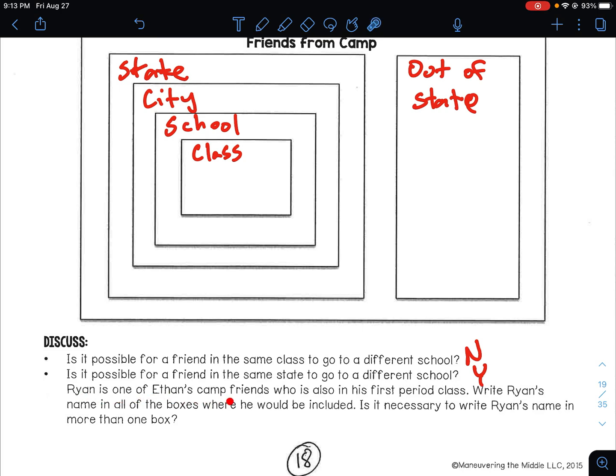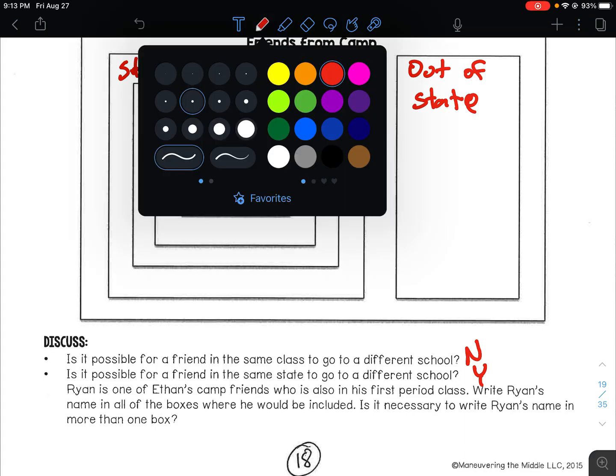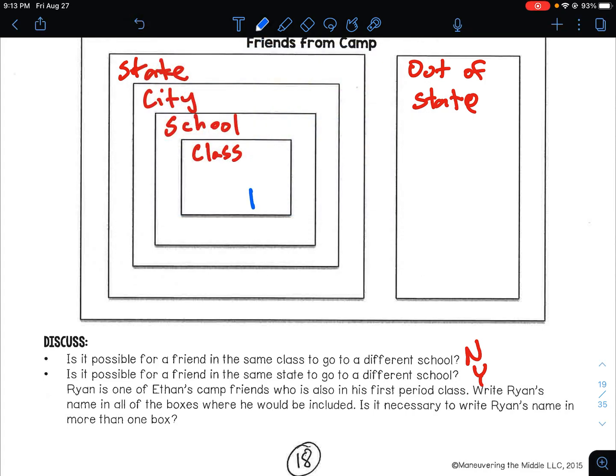Ryan is one of Ethan's camp friends who is also in his first period class. Write Ryan's name in all the boxes where he would be included. Is it necessary to write Ryan's name in more than one box? Well, let's see. Ryan. Yeah, and it asks us to write his name in all the boxes where it's included.